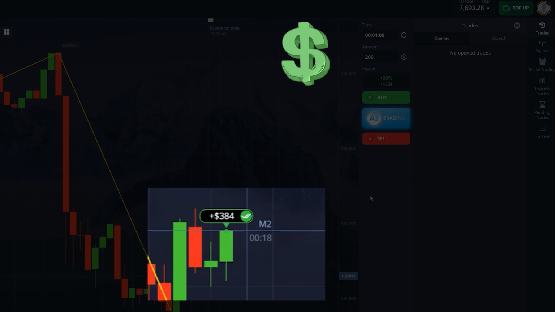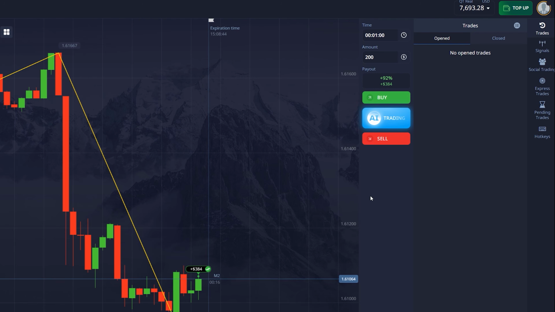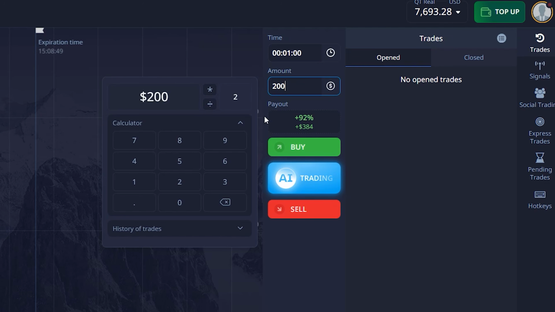The trade closed in profit. We place a bid equal to the previous win or simply double it.